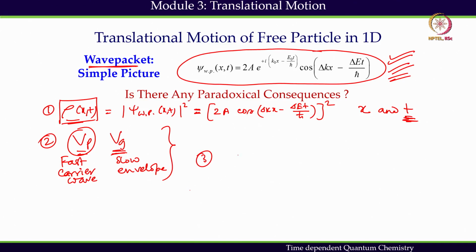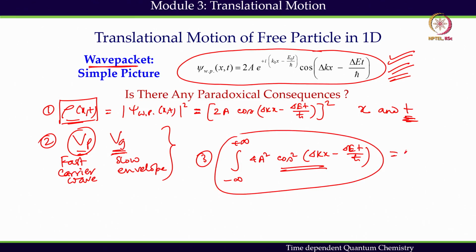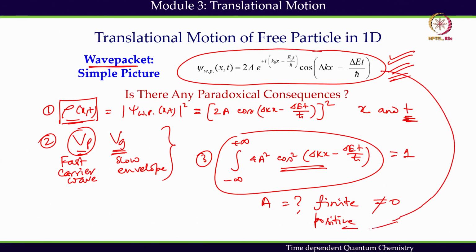The third question is whether this is normalizable or not. Minus infinity to plus infinity, 4a square cos square. I will not show this derivation, but clearly the cos square function can be integrated and I can get a certain value of a. This is going to be a finite value, not going to be 0. A finite positive number, which means that this wave function is normalizable.